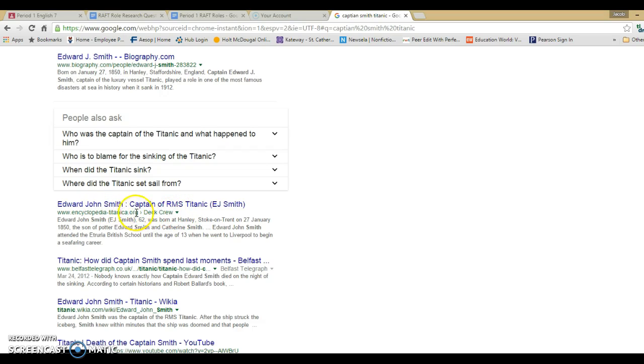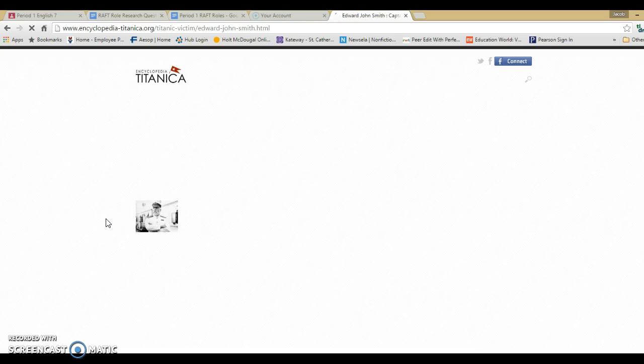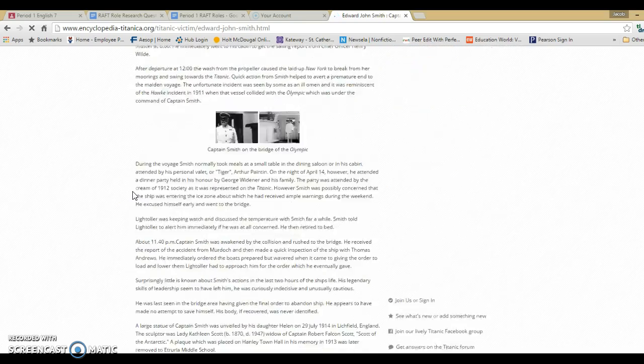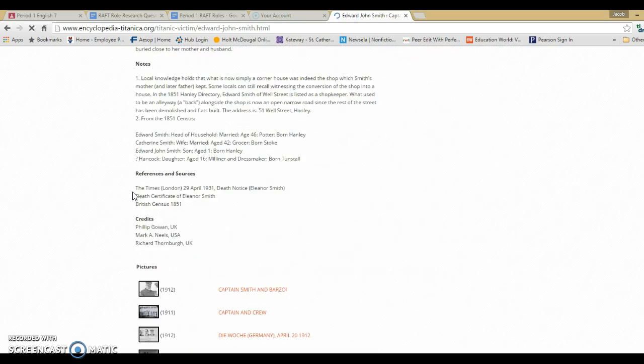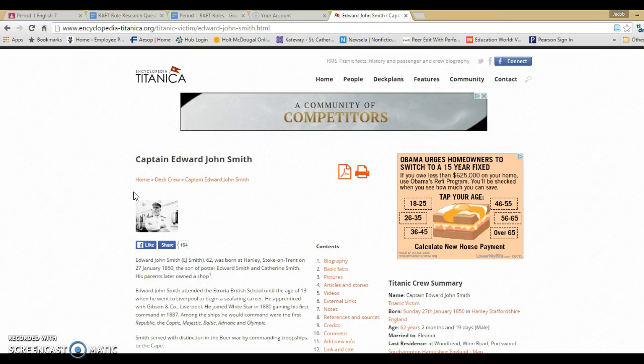encyclopediabritannica.org. This is a great website, and a lot of you will find most of your information right here. So I would highly recommend encyclopedia-titanica.org. A lot of this information will answer the questions. Now remember, if you can't find your information here, you will make it up. Make it as realistic as possible. Any questions? All right, if you need to watch this video again, go ahead and rewatch this video.